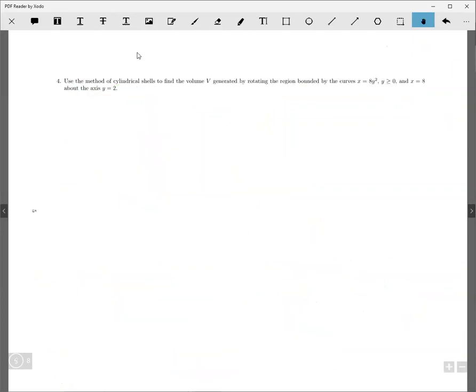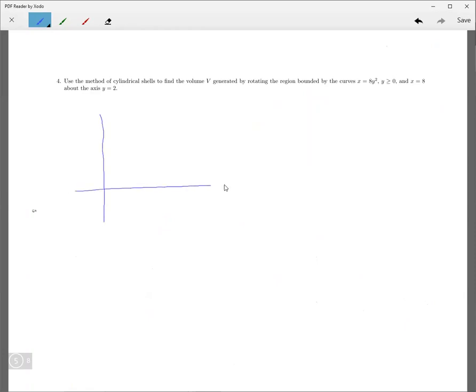Use the method of cylindrical shells to find the volume V generated by rotating the region bounded by the curves x equals 8y squared, y greater than or equal to 0, and x equals 8, about the axis x equals 2. Okay, so here, again, this piece right here is a parabola that opens to the right. Okay, so let me try to draw it.